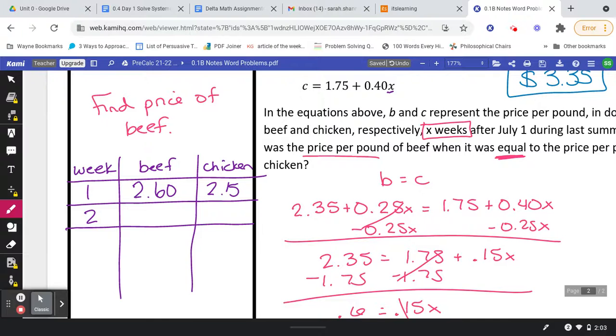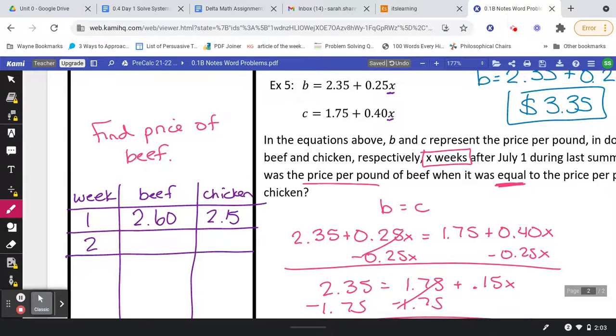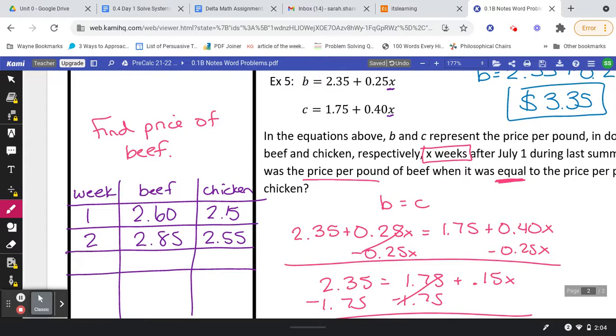So I'll go ahead and plug in a 2 this time. So I'm getting $2.85. And for chicken, $2.55. Still not equal. But they are getting close. If I noticed that those numbers were really far away, I would probably abandon that idea and go straight to the equations.